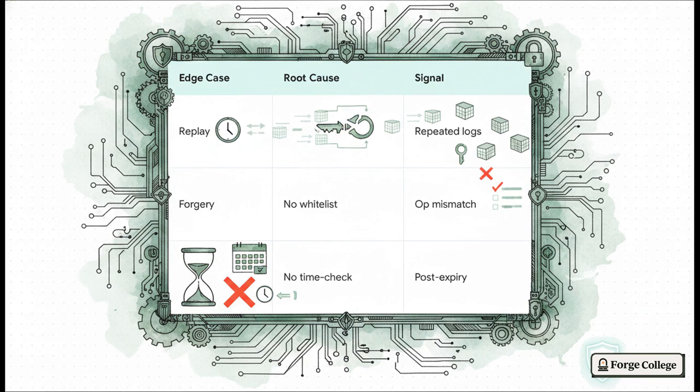For instruction forgery, the root cause is almost always a lack of whitelisting, and your warning signal will be a spike in rejected instruction mismatch events. And for expired delegations, that's an omitted time check, signaled by transactions somehow processing after their expiry timestamp. Monitoring these specific verification signals is exactly how you detect exploitation attempts early on.